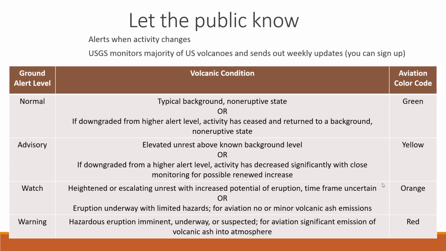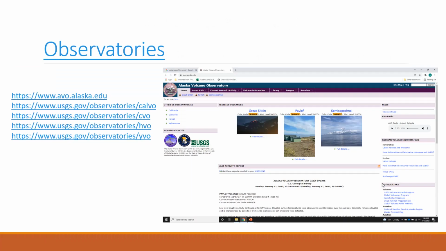You can see these. We do have observatories. The U.S. observatories are AVO, the Alaska Volcano Observatory. We have a California Volcano Observatory. We have Cascades Volcano Observatory, Hawaii Volcano Observatory, and Yellowstone Volcano Observatory. Other countries also have their own observatories.